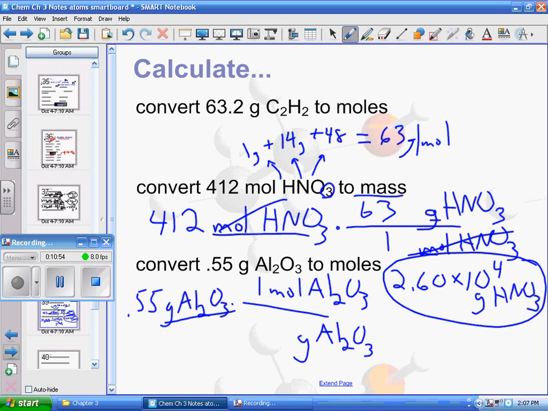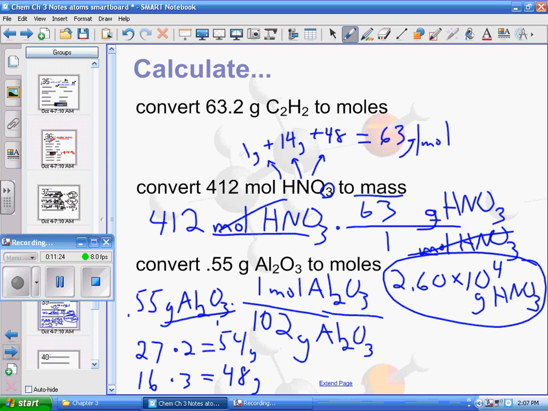Now I have the task of adding up the total molar mass of Al2O3. Well, I have 2 Als and 3 oxygens, so I got to take the molar mass of aluminum, which is 27 times 2, which is 54 grams. And then I got to take 16, which is the molar mass of oxygen, times 3. That should be 48. So when I add the 2 together, that's 102. So I take 0.55 divided by 102, gives me my final answer.